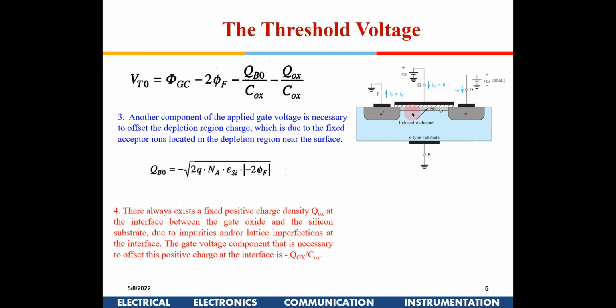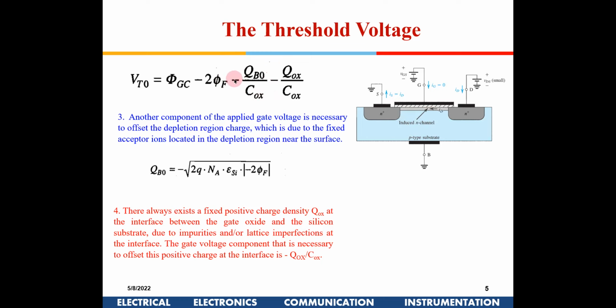So that will act like an insulator. Okay. So this becomes like a conducting layer, an insulator, and then again a conducting layer. So that becomes like a capacitor. So you will have to overcome that effort also. So it is QBO by COX.